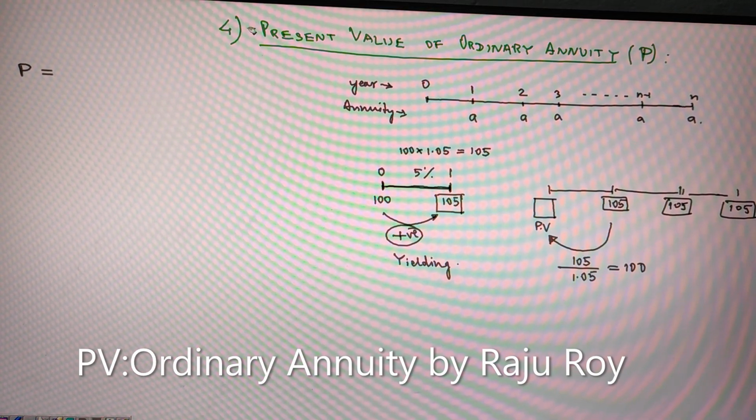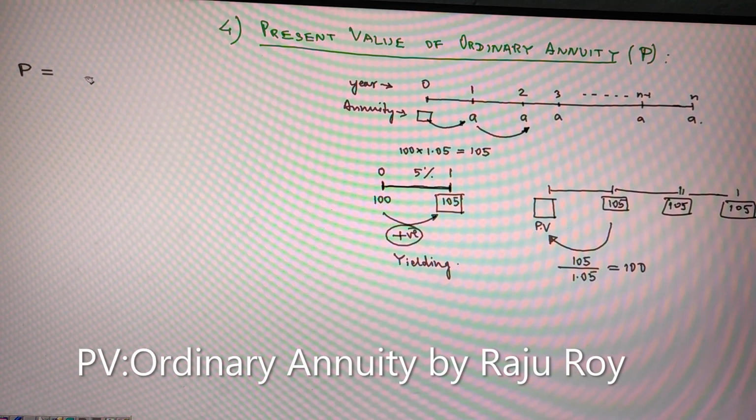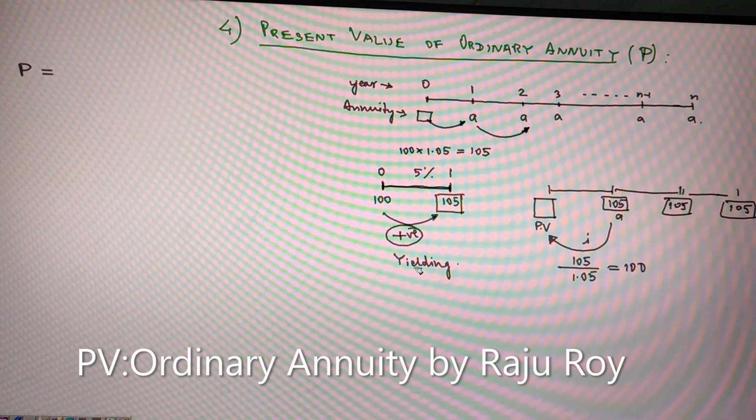Anyway, now this A: from here till here, the present value. You are getting this A after 1 year. So what should this value be? It will be the same as here, with this rate of interest. So what you get is A divided by 1 plus I. Am I correct? A divided by 1 plus I.